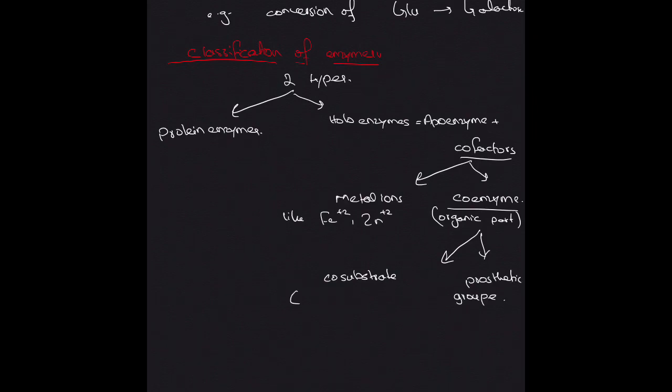So the coenzyme is called a cosubstrate when the organic part binds reversibly to the active site of an enzyme, which means when the enzyme is needed, the cosubstrate binds to the active site of an enzyme and it detaches after the chemical reaction is done. And a coenzyme is called a prosthetic group when it is attached to the enzyme irreversibly. It means it actually binds covalently and it's not detached after the chemical reaction is done.